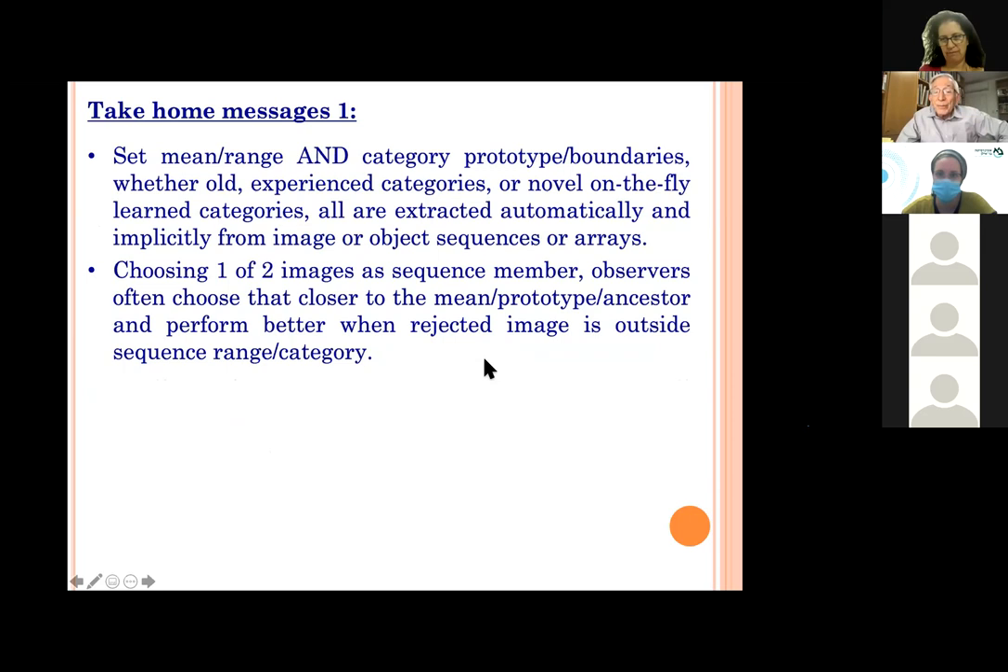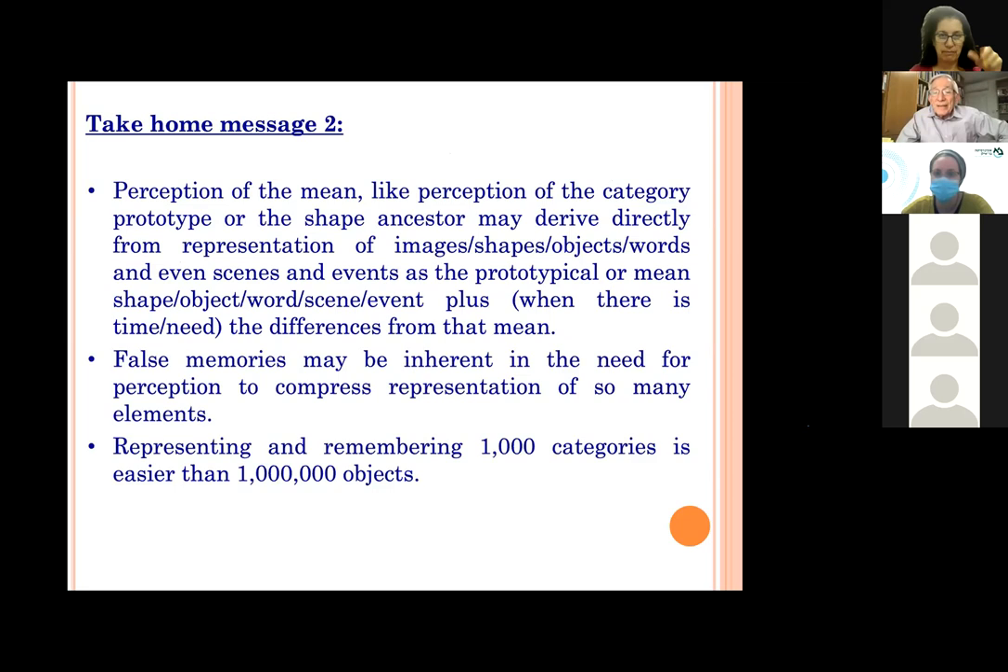range. Perception of the mean, like perception of the category prototype or the shape ancestor, may derive directly from representation of images, shapes, objects, words, and even scenes and events as prototypical or mean shape, object, word, scene, event, plus, when there's time and need, the differences from the mean. So if we see many objects, then we remember each one is related to the mean, we remember the mean, and we might forget all the differences.